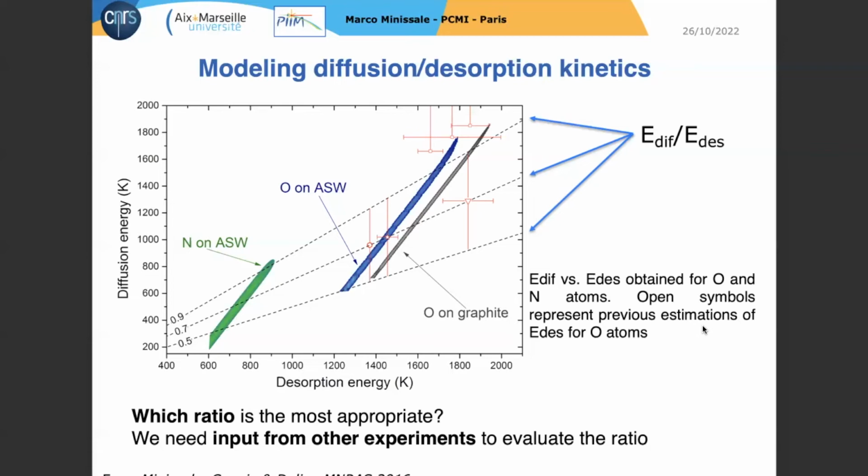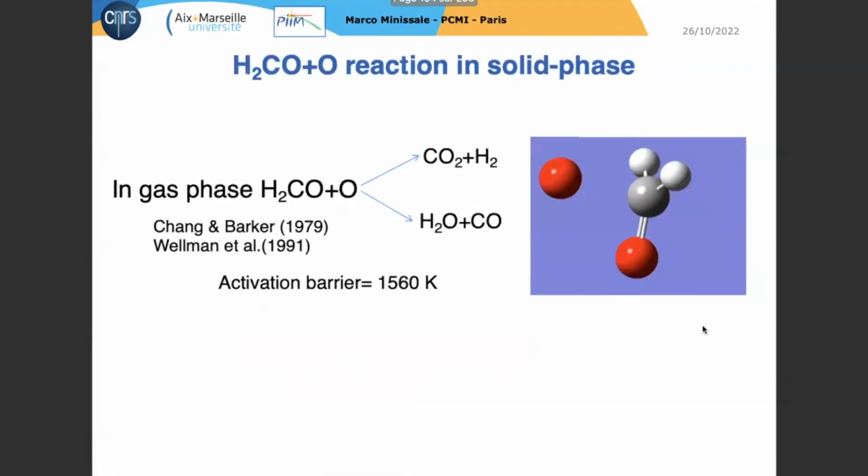And if I have time, I will move to another example that is quite similar, but more about reactions. We want to study the H2CO plus O reaction. We know that this reaction works in the gas phase with a certain activation barrier, and at a certain moment we try to understand if the surface can play a catalytic role, decreasing this activation barrier.